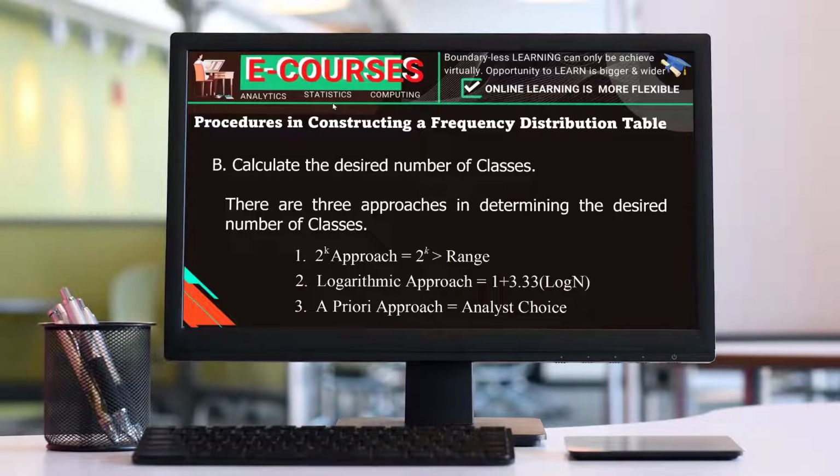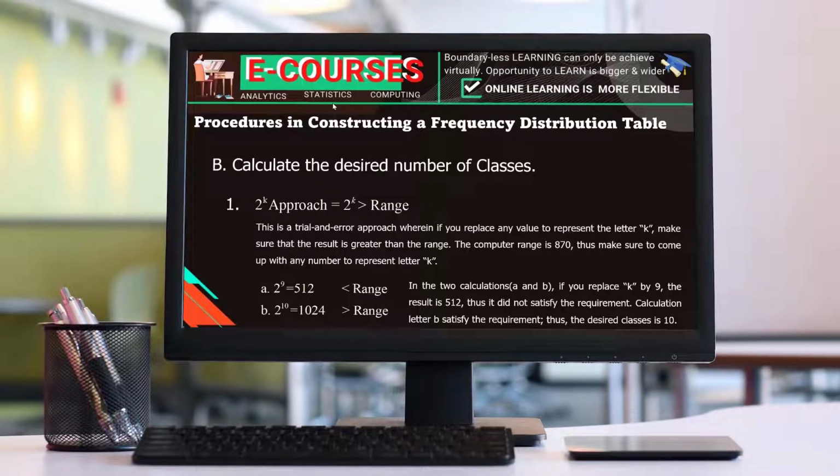So let's apply them one by one. For the 2 to the k approach, or 2 to the kth power, the result should be greater than the range. This is a trial and error approach, wherein you replace k with any value, making sure that the result is greater than the range. The computed range is 870, so the result should be more than 870.